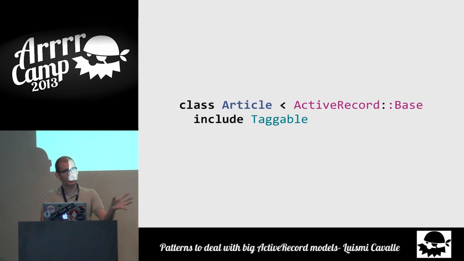So back to the big models issue, the idea would be to use Rails concerns to organize the code of ActiveRecord models. This is the same example that we saw at the beginning about articles and tags. What we are doing here is taking all the code related with tagging and putting it in a module called Taggable that we are including here.